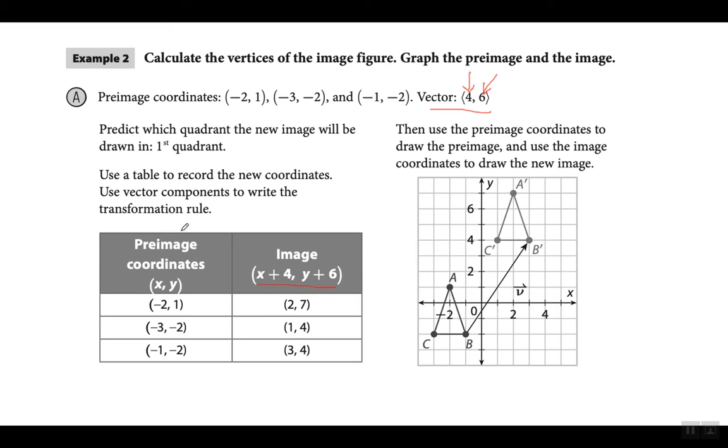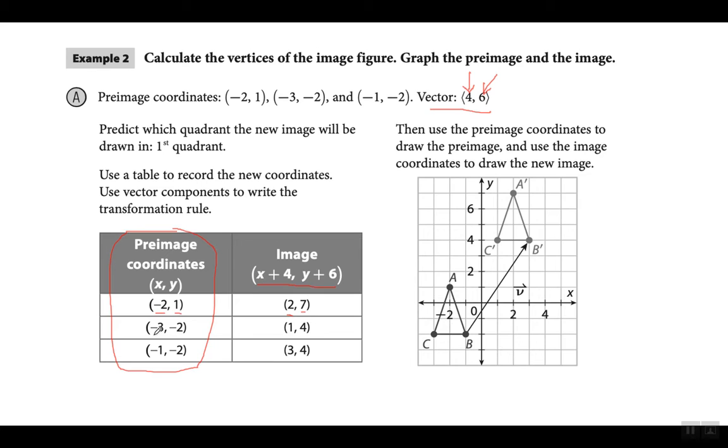So here are our coordinates for the pre-image. Where did they get that from? It's right here in the question. The pre-image coordinates are written right here. They just rewrote them down here. All you're going to do is take each one of these x and y's and apply this rule to it. You're going to add 4 to all the x coordinates and 6 to all the y coordinates. First one, x is negative 2. Negative 2 plus 4 is positive 2. The y coordinate is 1. 1 plus 6 is 7. And that's my first coordinate for my image.